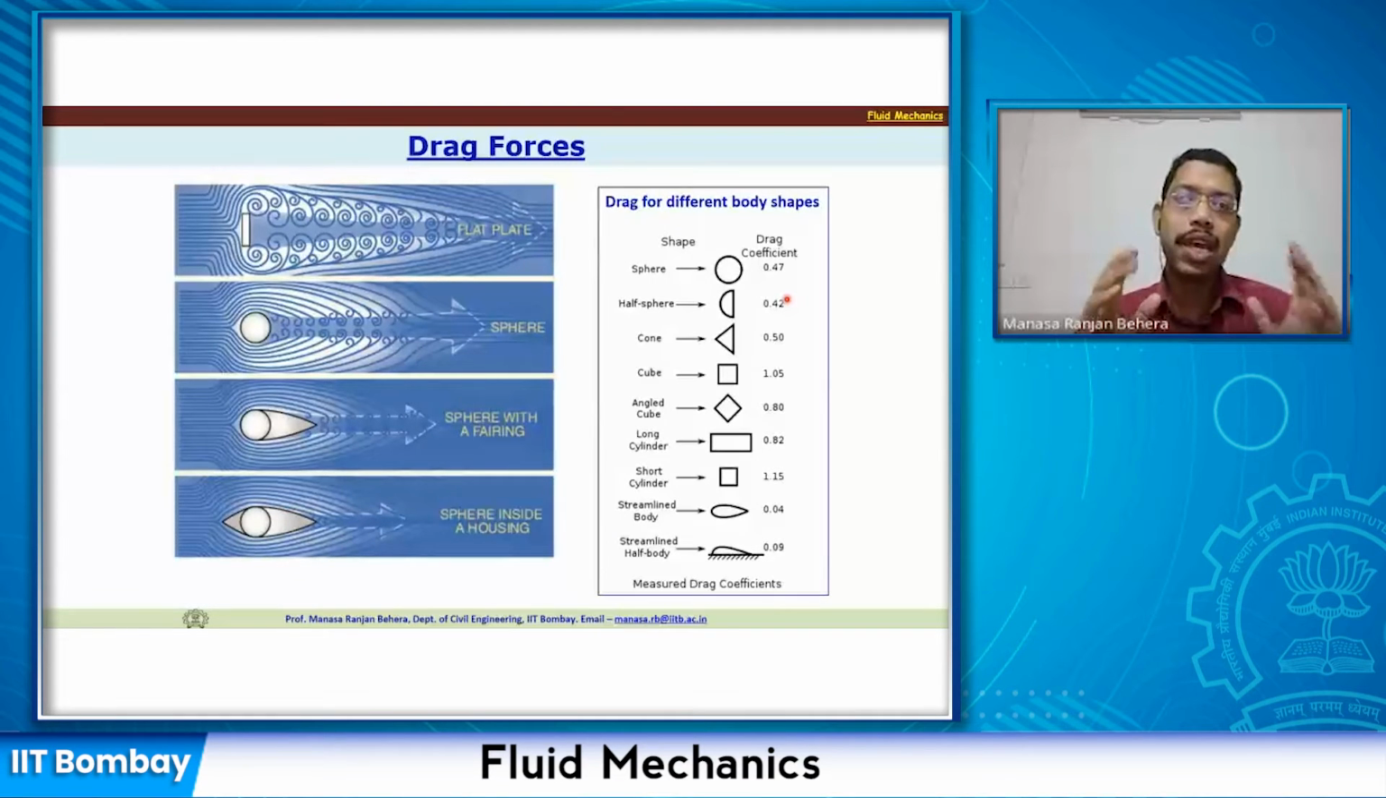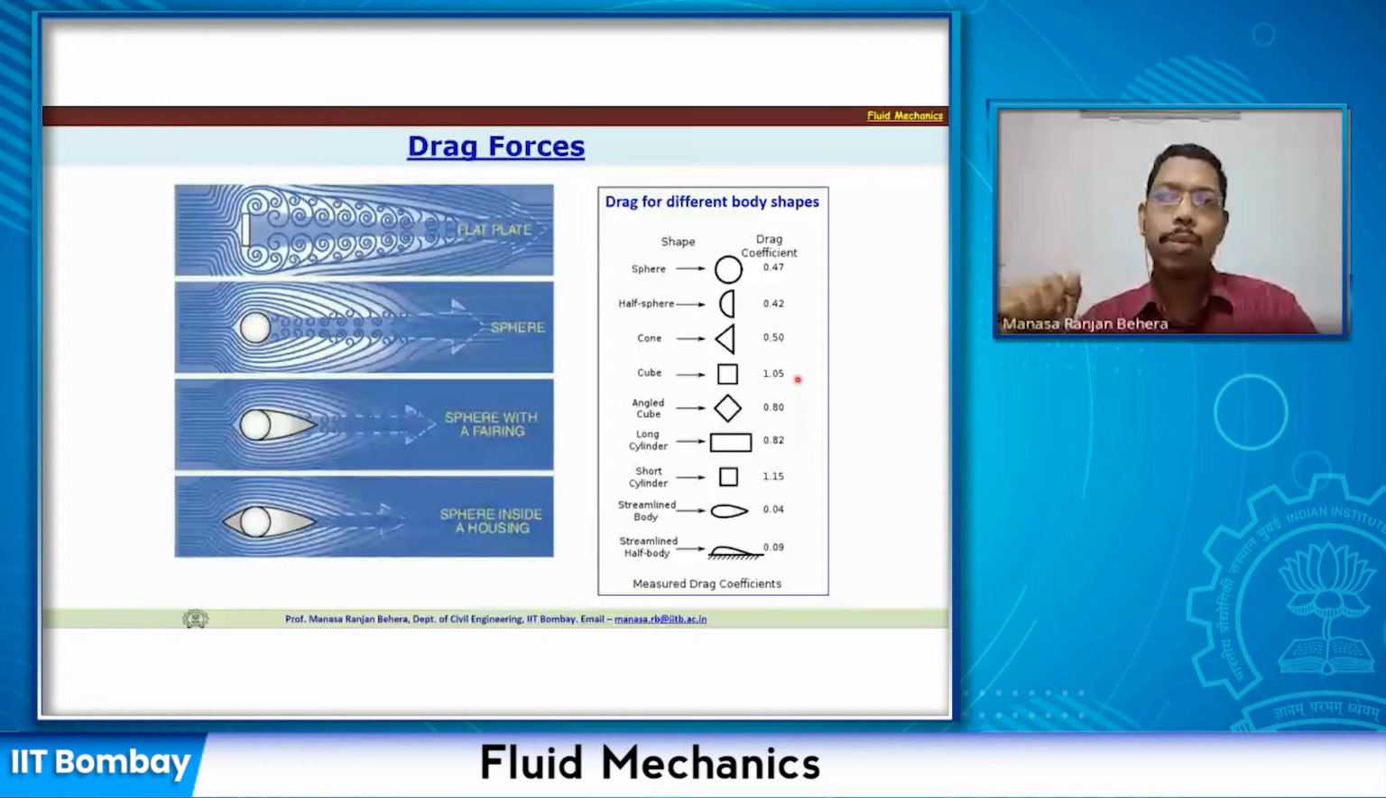And typically, let us say, I'll give you an example. Here, this is, let us say, a sphere, but if we take a cylinder, or a circular shape, still the drag coefficient will be more or less similar. And if you compare that with this cube, or a square, it is somewhere around 1.0, so it's double or more than that.